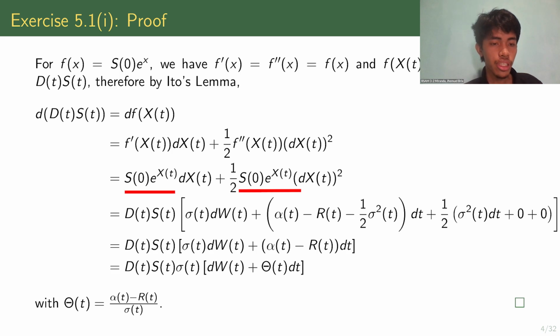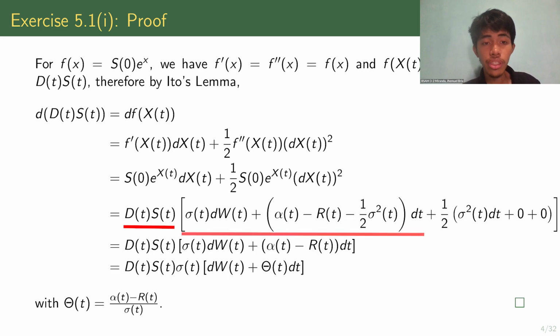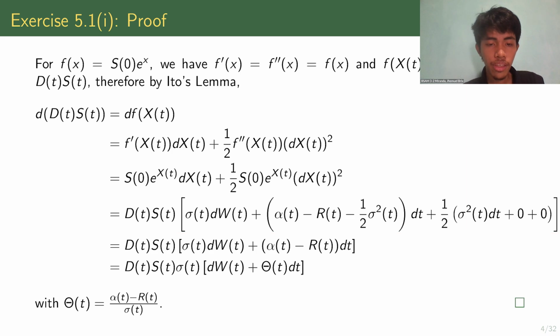We change the f(X(t)) terms to e raised to X(t), and then we change it to D(t)S(t). And the dX(t) we change to the one we got earlier, sigma(t) dW(t) plus the quantity alpha(t) minus r(t) minus 1/2 sigma squared(t) dt. We get D(t)S(t) times the quantity sigma(t) dW(t) plus the quantity alpha(t) minus r(t) minus 1/2 sigma squared(t) dt, plus 1/2 sigma squared(t) dt plus 0 plus 0. We simplify and cancel the negative 1/2 sigma squared(t). We get D(t)S(t) times the quantity sigma(t) dW(t) plus alpha(t) minus r(t) dt.